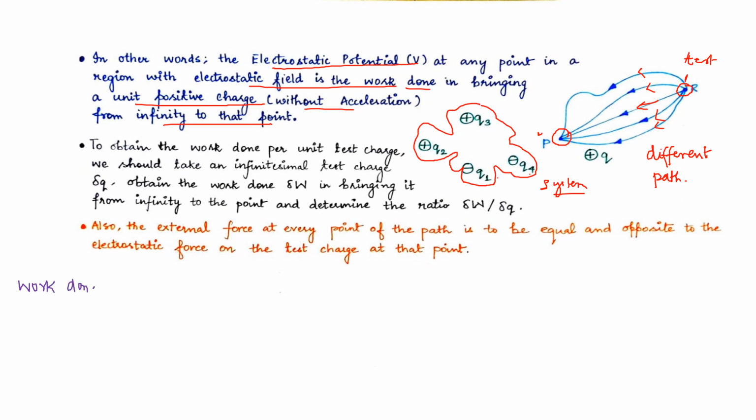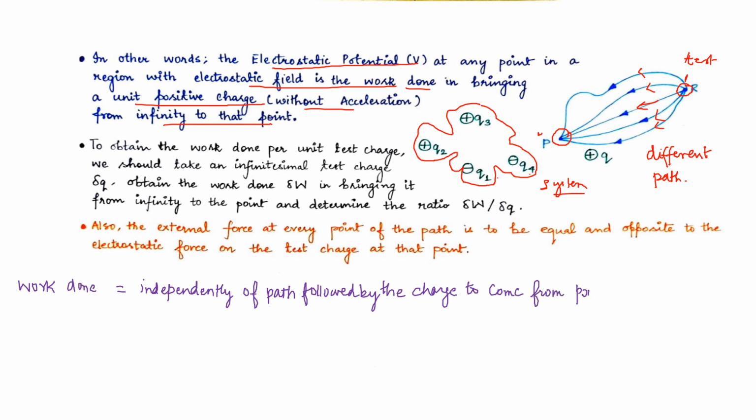Work done is independent of the path followed by the charge to come from point R to P. Secondly, the potential is defined as electrostatic potential.